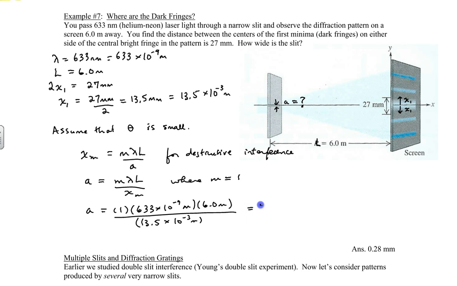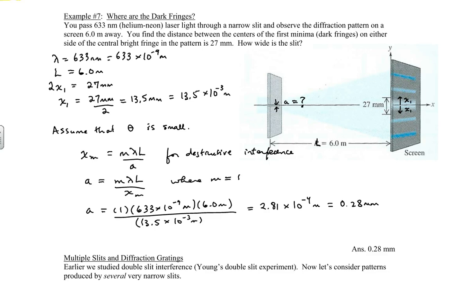And you'll get an answer of 2.81 times 10 to the power negative 4 meters, which is equal to 0.28 millimeters. And so that is the width of that slit opening.